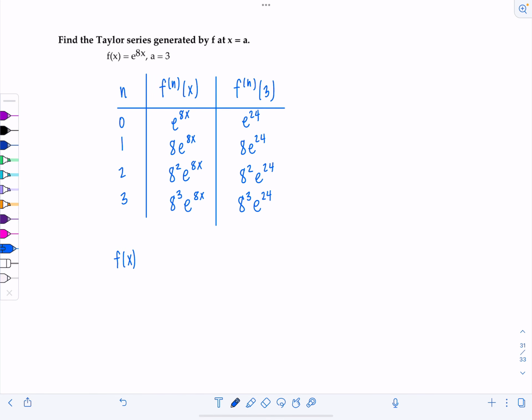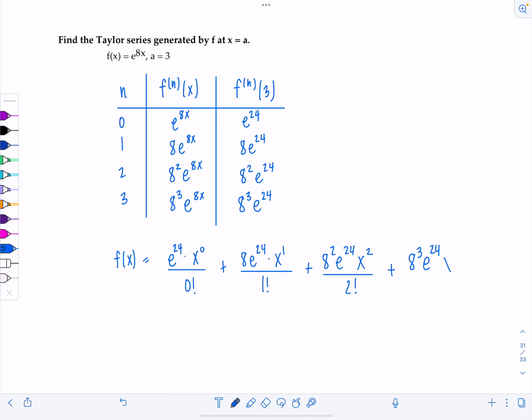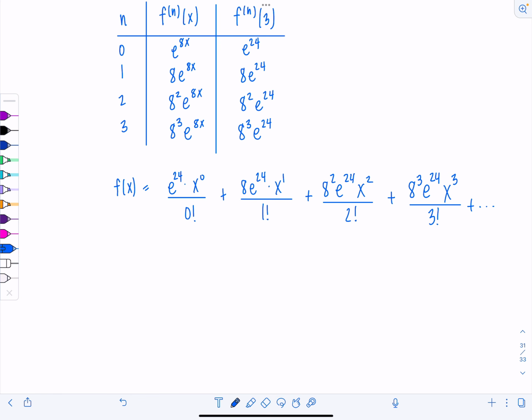So f of x, let's start with the 0th term. You'd have e to the 24 times x to the 0 over 0 factorial. Next term, 8e to the 24, x to the first over 1 factorial. Then 8 squared, e to the 24, x squared over 2 factorial. 8 cubed, e to the 24th, x cubed over 3 factorial plus blah, blah, blah. So now nothing's canceling out like the last one, right? You're not having only odd terms, only even terms.